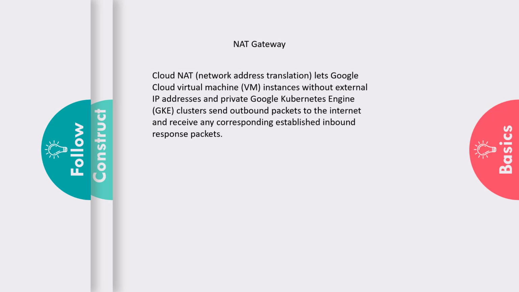So what is a NAT gateway? A NAT gateway lets a Google virtual machine instance without an external IP address, or a private Google Kubernetes Engine cluster, send outbound packets to the internet and receive corresponding inbound packets. So what that means is a virtual machine can install or update a patch even if that particular virtual machine doesn't have an external IP address.